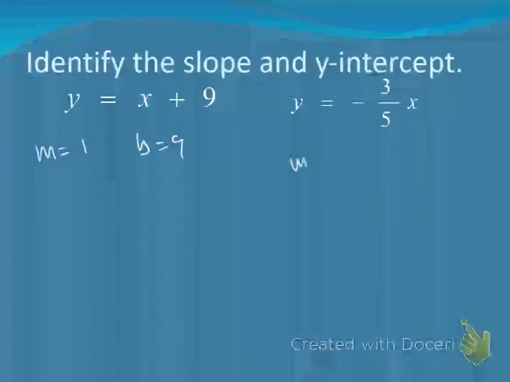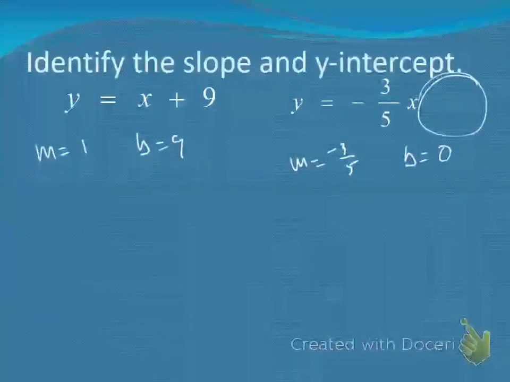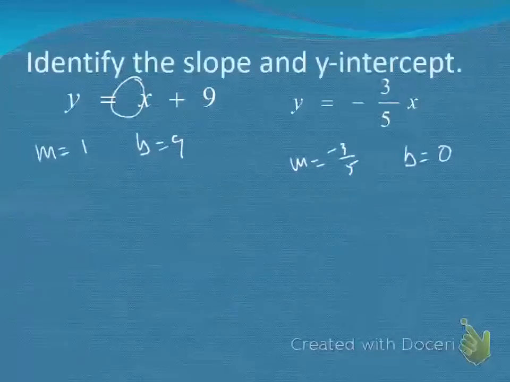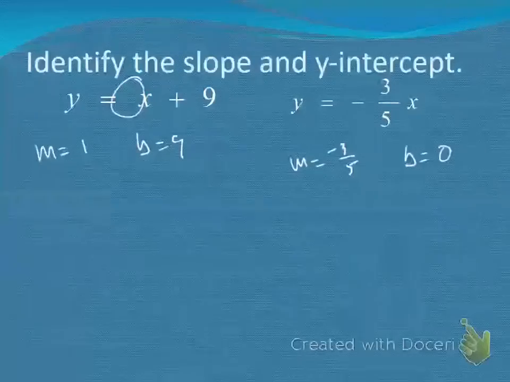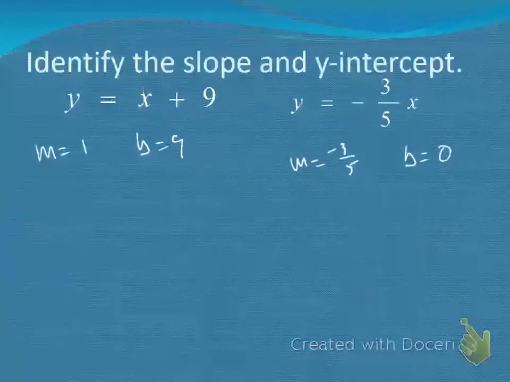Second equation, the slope is negative 3/5, right? And the y-intercept is 0. So if you don't see the y-intercept, it's supposed to be a constant out there. We know it's got to be a 0. If you don't see a number as a coefficient on that x, then you know that number is actually a 1. So there's a difference for when those numbers are missing.